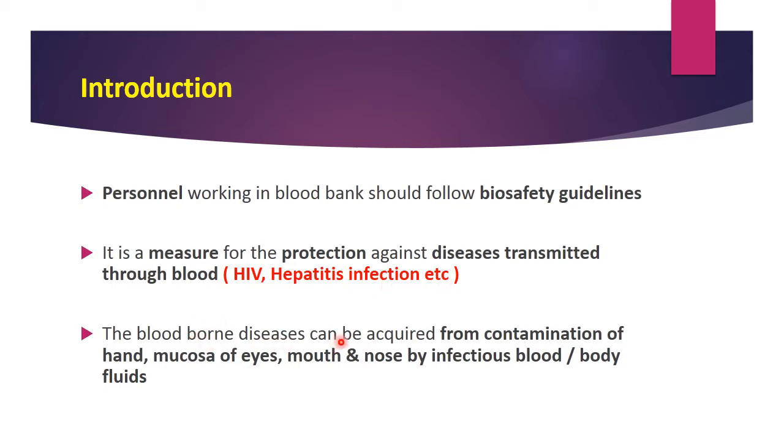The bloodborne diseases can be acquired from contamination of hand, mucosa of eyes, mouth and nose by infectious blood or body fluids. So these bloodborne diseases will be acquired by the technologist through the contamination of their hand or mucosa of their eyes, mouth and nose by the infectious blood or body fluids.